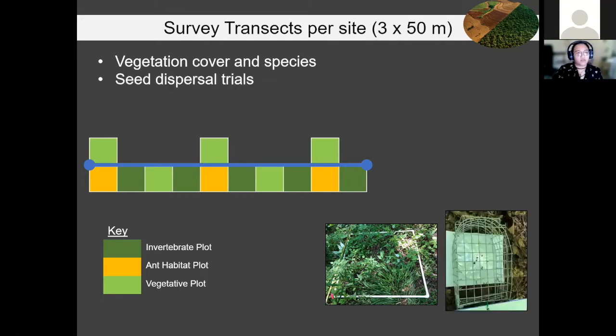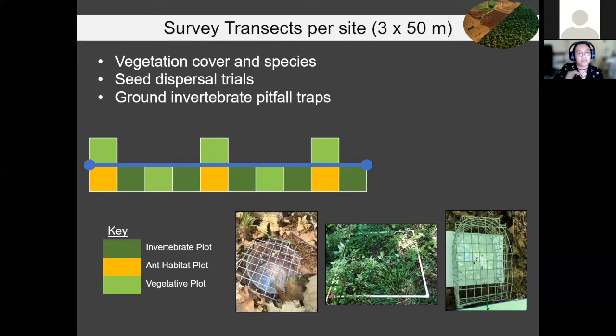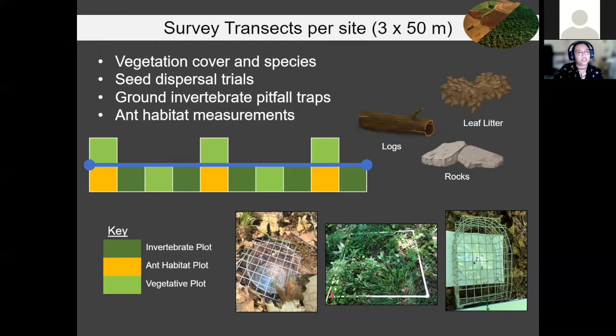In addition, in the invertebrate plots, I alluded to the video before, that was my seed dispersal trials. I put out seed depots with myrmecochore seeds, covered with a cage to prevent any rodent interactions. In the same plots, I put out pitfall traps. This was just to help survey our ground invertebrate community, mainly focusing on the ants, but we found some other interesting folks as well. Finally, in my last set of survey plots, I looked at ant habitat. I measured the volume of log habitat, so down log habitat, rocks, and leaf litter. We focused on these three main types of ant habitat because they are known to be preferred by our keystone disperser, Aphenogaster, and that's why we focused on them.